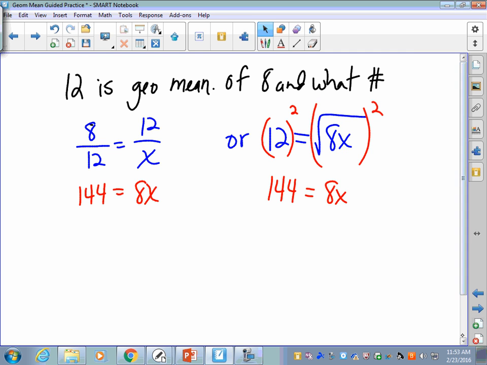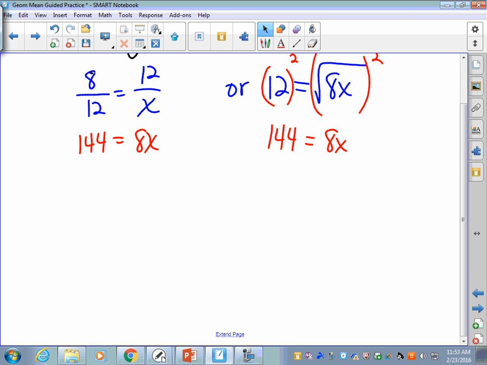If you want another example, let's do one with the radical. Let's say 3 is the extreme.